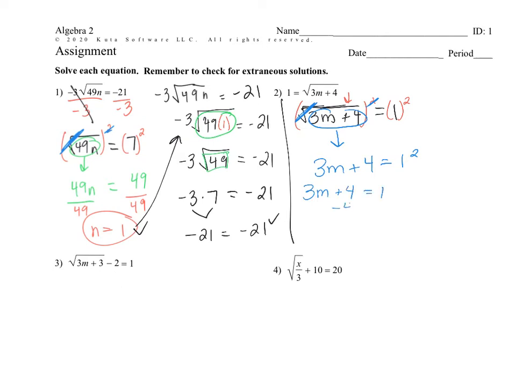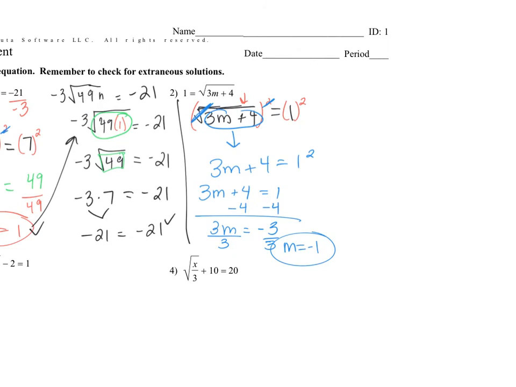Okay, now I'm going to go ahead and get m by itself. So now I have 3m equals -3. Go ahead and divide by 3, and I'm left with m equals -1. Okay, I'm then going to go ahead and check, because I need to check all of my problems.